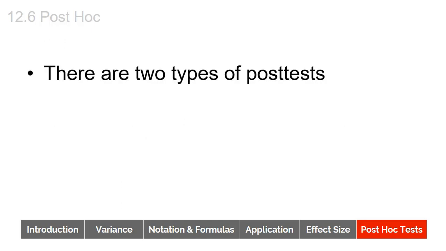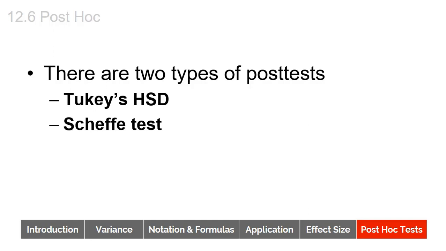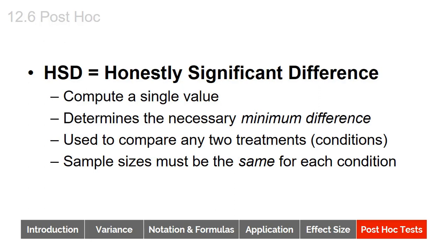So there are two types of post hoc tests that we're going to be talking about. There are many different types of post hoc tests, but the ones we're going to talk about are Tukey's HSD and the Scheffé test. It's a French word, Scheffé. Honestly significant difference. This is Tukey's test. Tukey's is a procedure that computes a single value, and what it does is it determines the minimum difference that is necessary for significance. It's used to compare any two treatments or conditions, but one limitation of Tukey's is that the sample sizes have to be the same for each condition.